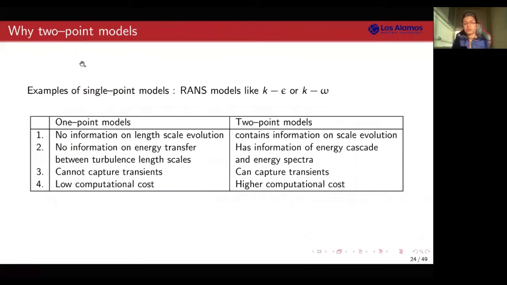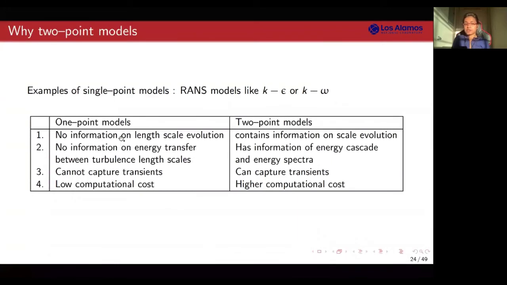This is a slide on more points on why two-point models, when we have very successful one-point models like RANS models. So I have compiled four points. The first and most important point, as I said, is that one-point models have no information on length scale evolution, but two-point models have information on scale evolution.